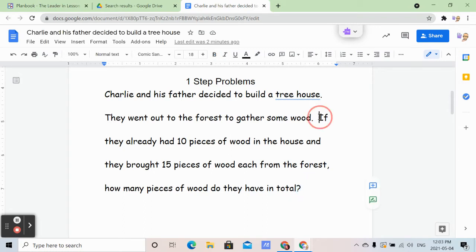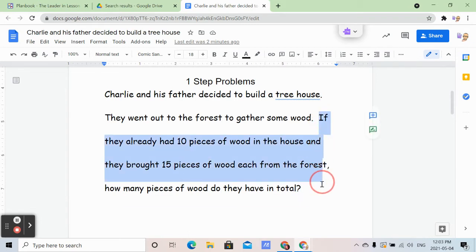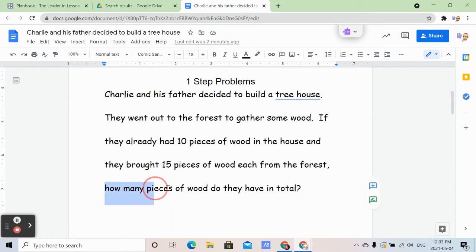Now the problem is a lot of times this is way too much information, a whole bunch of information with a question at the end. So you don't want the whole sentence. You just want the question. The question, how many pieces of wood do they have in total, is the question. The rest of it you don't need.